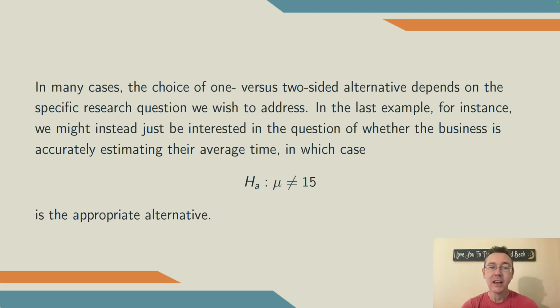In this case, and in many others, the choice of a one- versus two-sided alternative really depends on the specific question that we're trying to address. For instance, in this last example, we might instead just be interested in the question of whether the business is accurately estimating the average time of their oil change, in which case the appropriate alternative hypothesis would be that mu is not 15, so a two-sided alternative. In a situation like that, potentially we are working for the company and just trying to get as accurate a handle on the oil change times as possible to think about not just customer satisfaction, but also staffing needs.